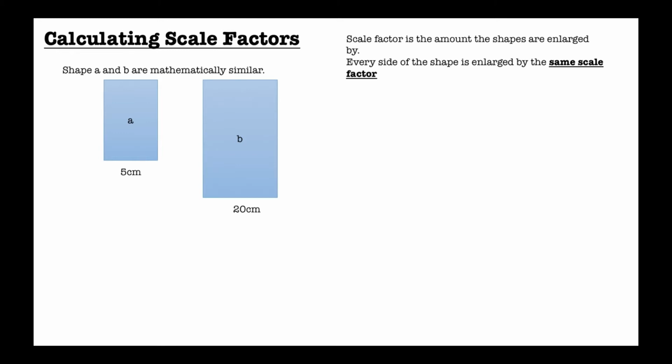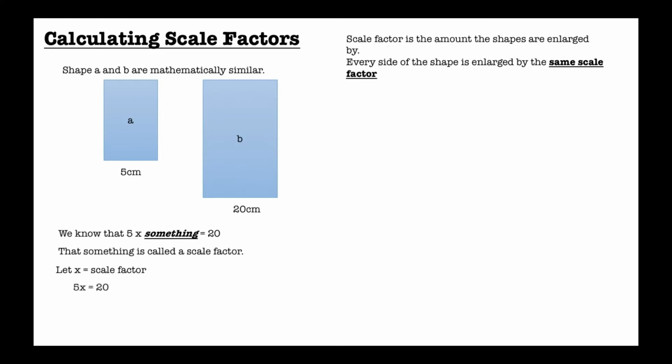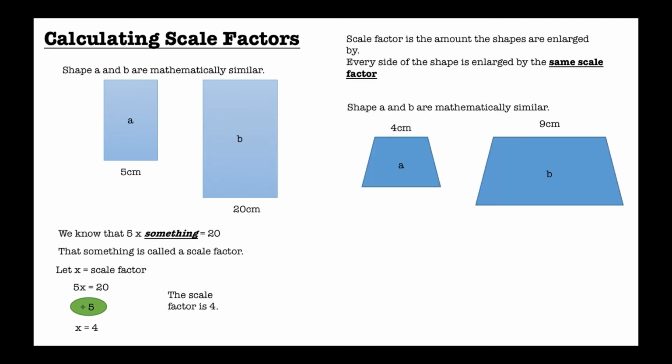We've got shape A with the bottom length being 5 centimetres and shape B with the bottom length of 20 centimetres. We know that 5 times something is 20. That something is called a scale factor. Let x be the scale factor. We know that 5 times x equals 20. So if we divide that by 5, we know that x equals 4. So our scale factor is 4.